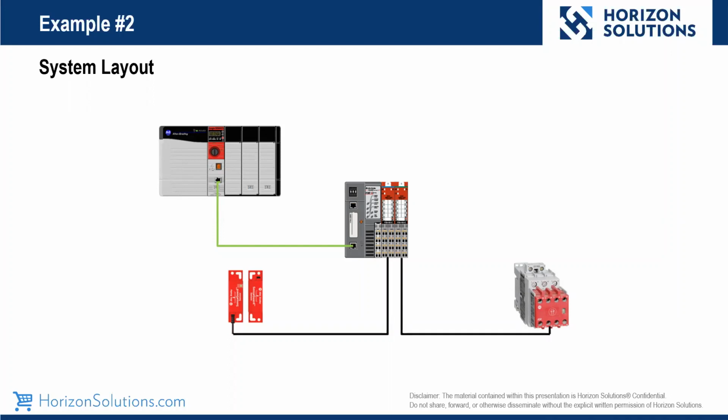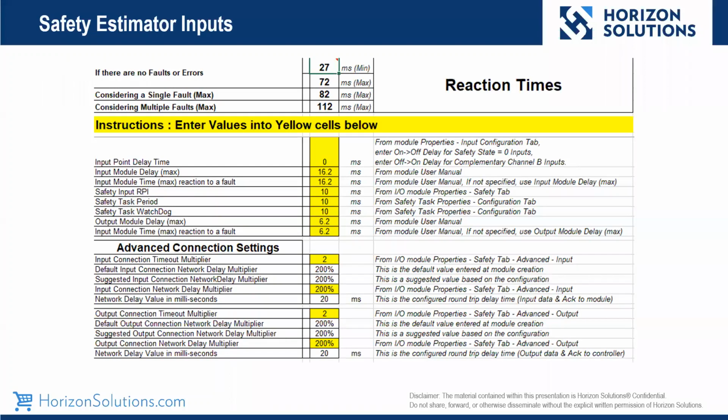Luckily, Rockwell has a calculator tool that they have created in Excel full of macros that will allow you to take data from your Studio 5000 project, as well as data from the user manuals, plug it in, and get a reaction time. So here you can see some of the data that they're actually looking for. All of the highlighted cells are cells that would be your inputs.